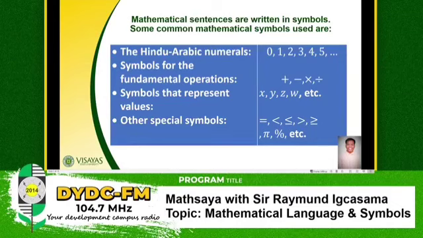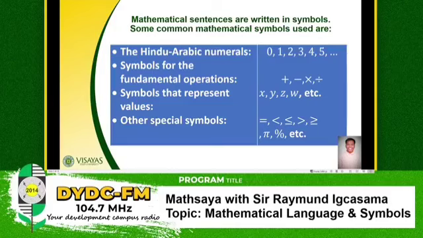We have also the Roman numerals, like the capital I, two I's, and so on. The V, the M. What is the value of M? What is the value of X? What is the value of V? And so on. So these are also mathematical symbols. The symbols for the fundamental operations, for addition, subtraction, multiplication, and division.